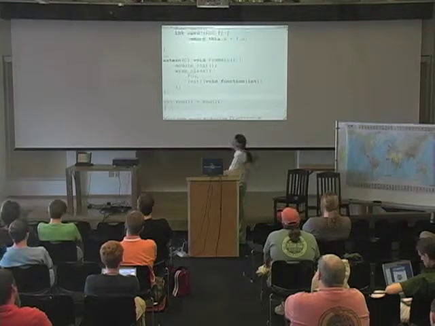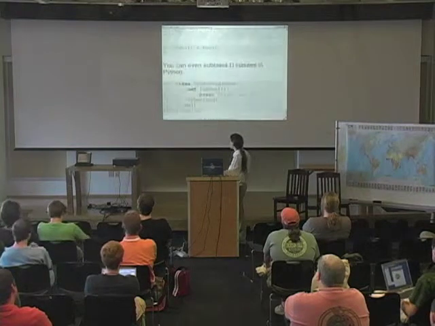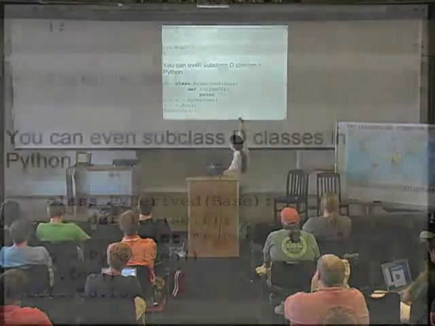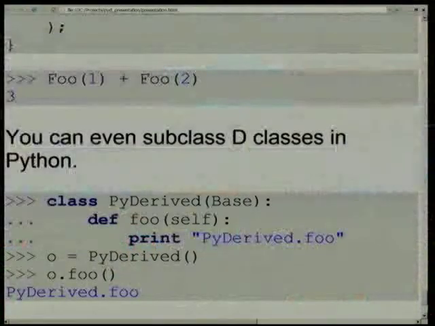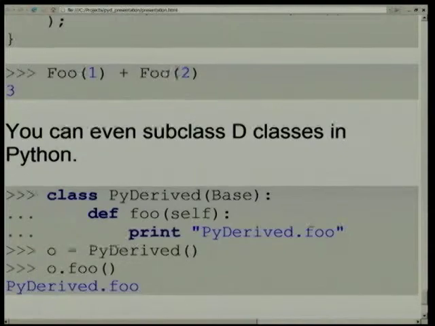This is getting into a more complicated thing. We have a D-type base. It's the same one we wrapped above. And here we're subclassing it in Python. And we overload one of its methods. And look, that all just works. We make an instance of the subclass. We call the overloaded method. Very simple. This is what you'd expect to happen.